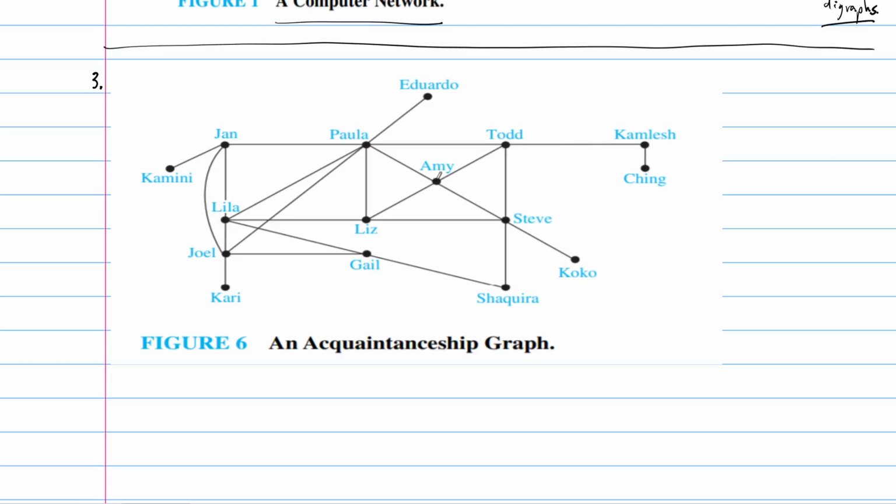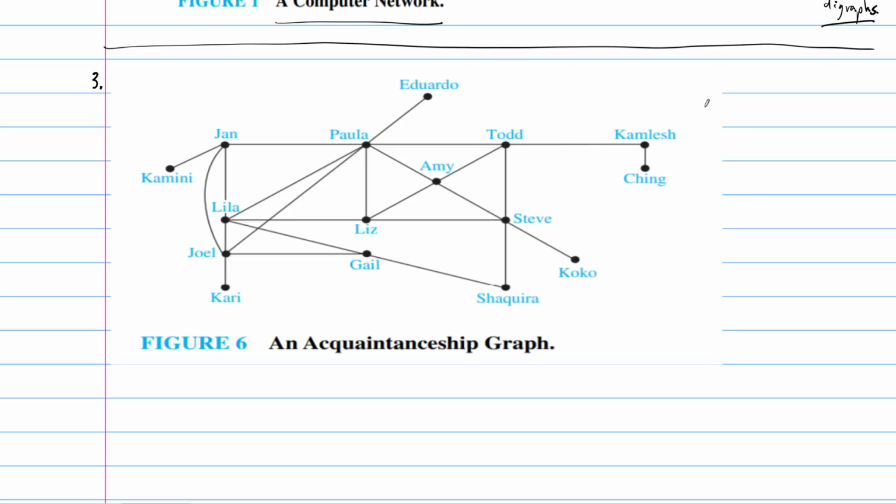So, for example, Amy here has a whole lot of acquaintances. Amy's acquainted with Todd, Steve, Liz, Paula, and in turn, Paula has a whole bunch of edges as well, emanating from her point. But over here we have Kamlesh and Ching with just one edge between them. Kamlesh also knows Todd. So all these people are interconnected, right? But some of them are more connected, more in the web than others. But this is an acquaintance graph.